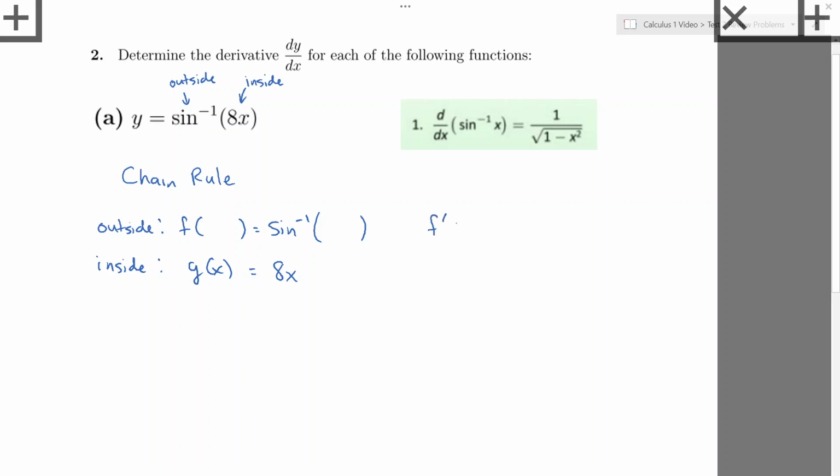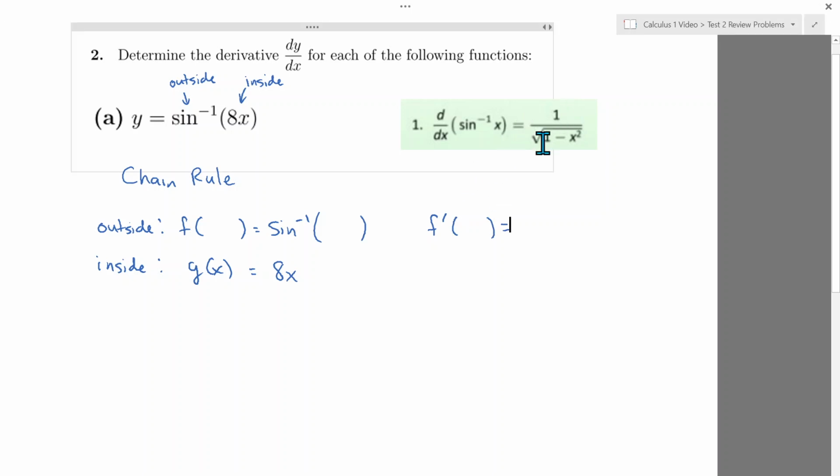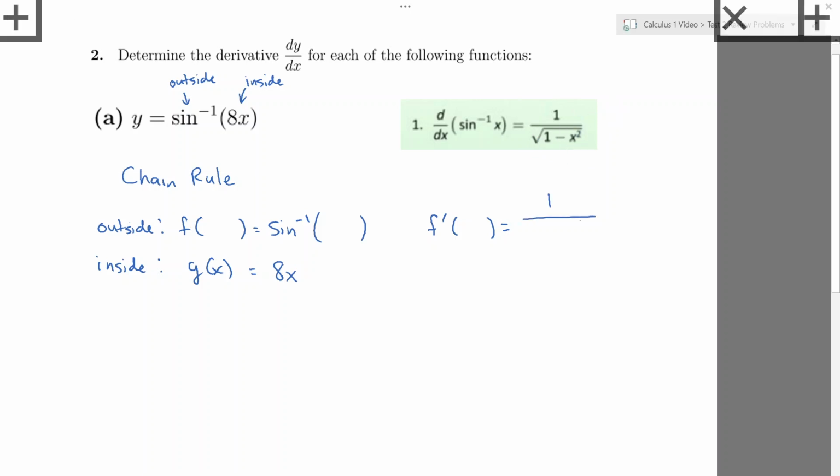Okay, so now we need their derivatives, right? So what is f prime, right? So I'm suppressing the x here, right? So the derivative of inverse sine is exactly this formula here, but again, I'm going to suppress the x. So I got 1 over the square root of 1 minus, and then suppressing the x, I leave just the open parentheses like that. And then for g prime, so this is just a constant times x, so the derivative is just the coefficient, which is 8.